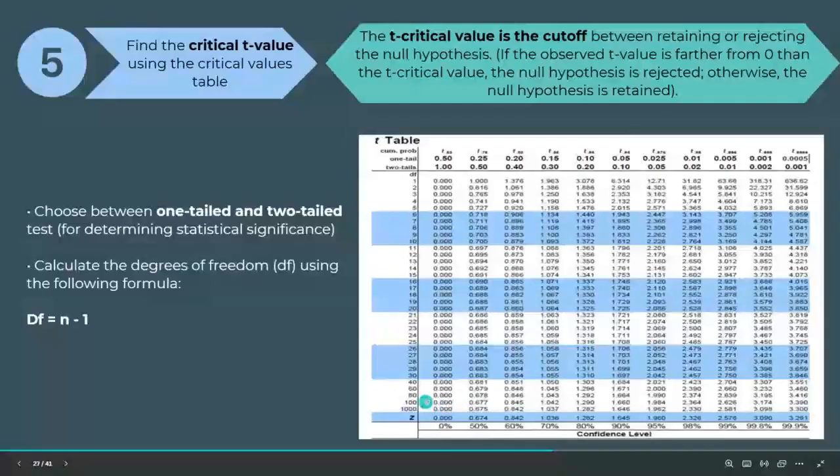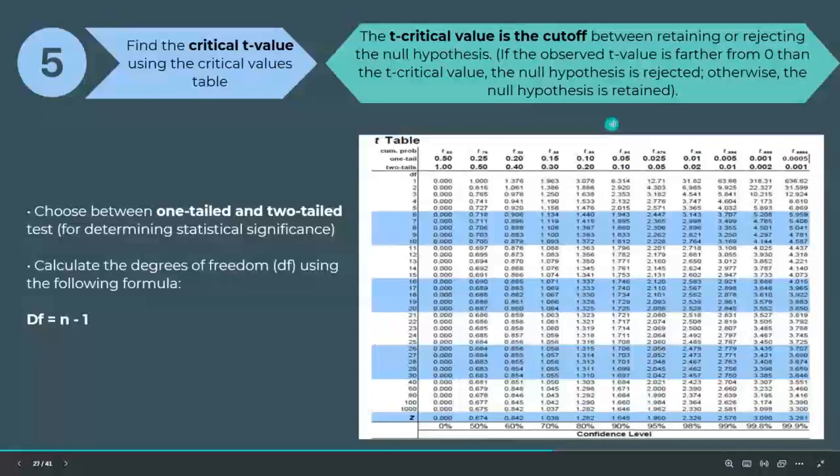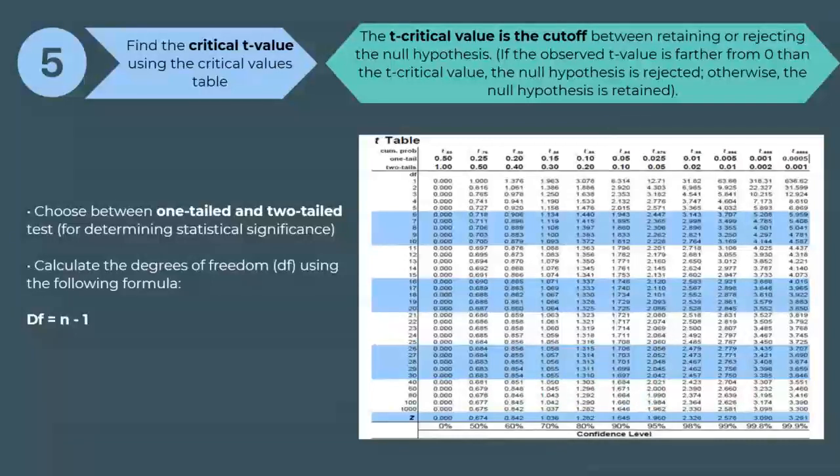Obviously this isn't specific, and the larger your sample size gets, the more generalized it is, and you pick the one that's closest in your table. So I had 142, so I'm going to go along this row of 100 here. So my critical value would be 1.660. Essentially, this critical value determines whether you accept or reject your null hypothesis.